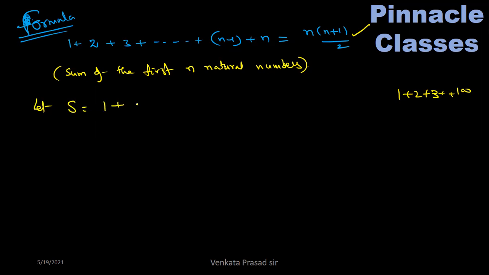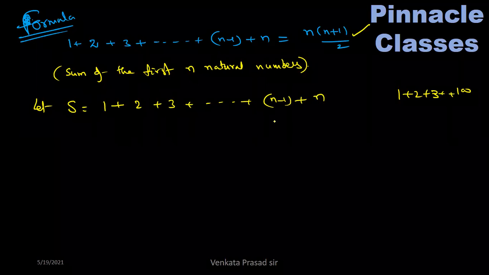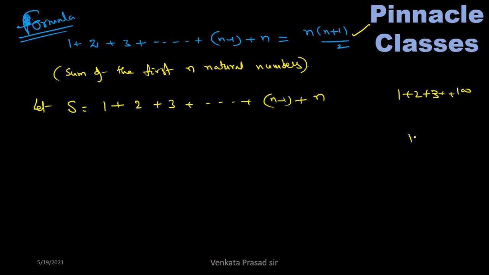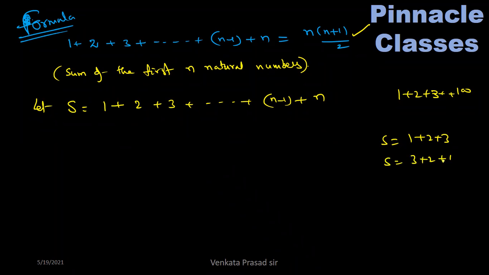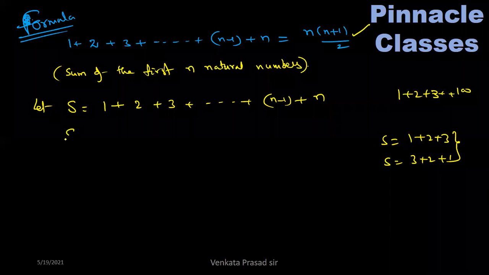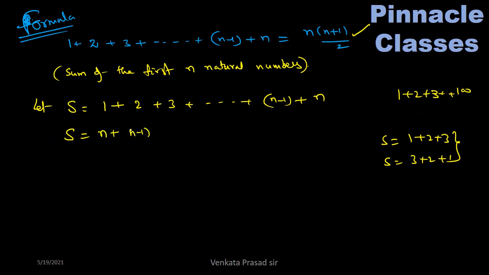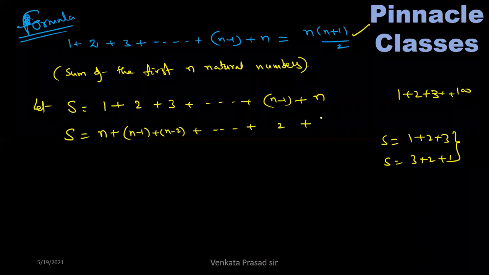See, suppose this value is S. 1 plus 2 plus 3 and so on up to n minus 1 plus n. I can write it like this also, because the sum is the same. You can write increasing or decreasing, whatever it may be, but the value is the same. So here also I'm writing S is equal to the reverse process: n plus n minus 1, n minus 2, and so on, 2 plus 1.